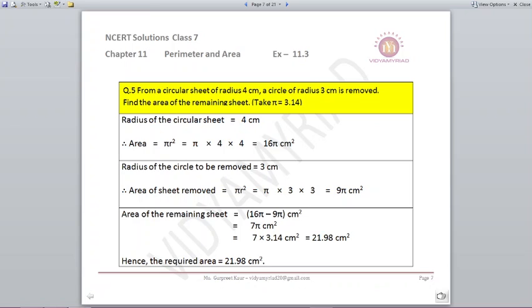Now, you must be wondering why I have not taken pi as 3.14 in the first case and second case separately, just to make my calculations easier. You can even multiply 16 into 3.14 and 9 into 3.14 and then subtract, you will get the same answer. So, just to make my calculations a little simplified and easier, I have done it like this.